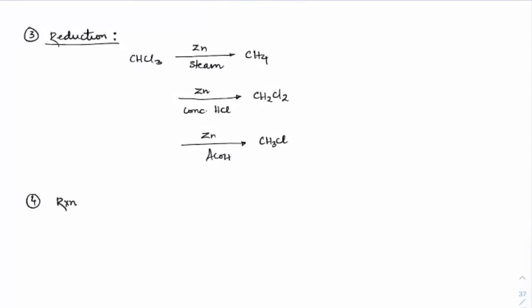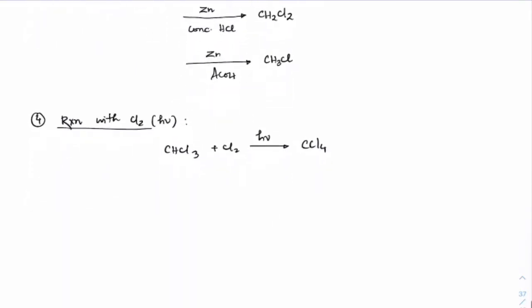Next we see the reaction with chlorine itself in light. So if we take CHCl3 and treat that with chlorine in the presence of h nu, it will further go through a radical mechanism to get CCl4. Note that.